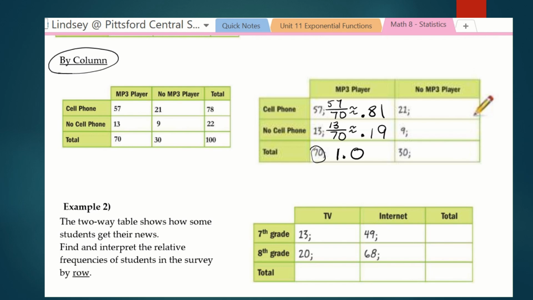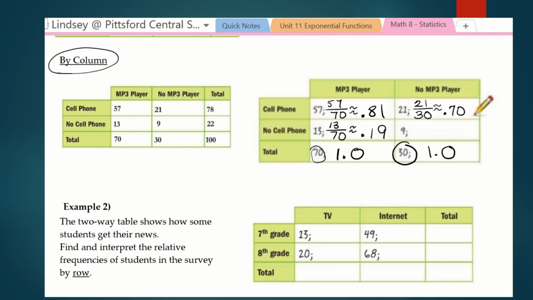Looking at all the kids that do not own an MP3 player, which is 30, that's this number down here. Okay, so this is our 1.0. This is all 30 kids combined. 21 of those 30 own a cell phone, but don't own an MP3 player. So finding the relative frequency there, 21 divided by 30 gives us approximately 0.70.